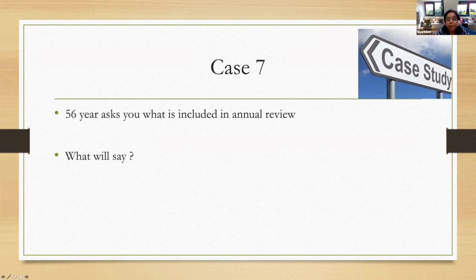Right, this is a 56-year-old. And again, just put your answer in the chat function. He asked you, what is included in the annual review? What should you say? What are you going to do in an annual review? Just put the answers there. So he's been told he needs to come for an annual review and he's asking you, what are you going to do? What is going to happen? So just put in what we've discussed before in an annual review.